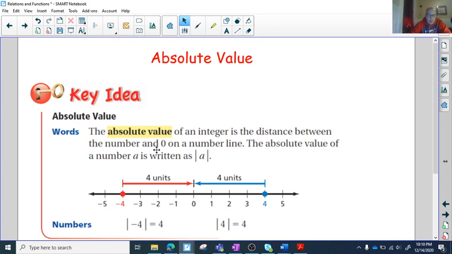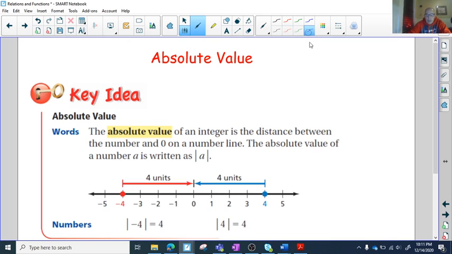Alright, so let's get started with absolute value and we'll look at a definition of it. The definition of absolute value is how far it is, on a number line, from 0 to get to that particular point.